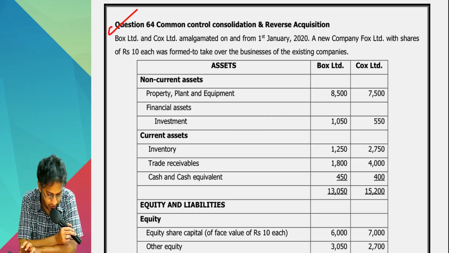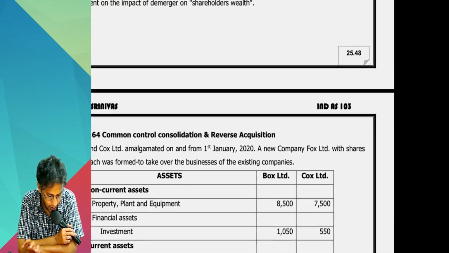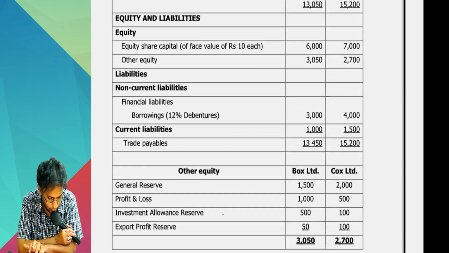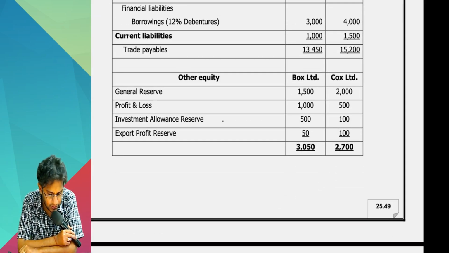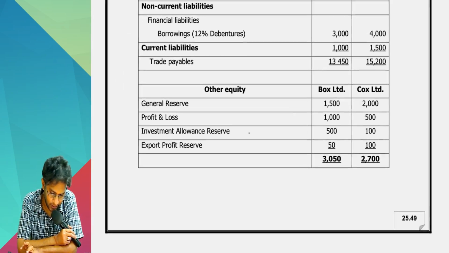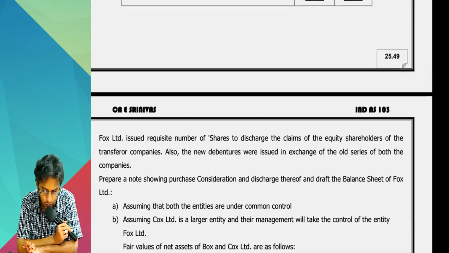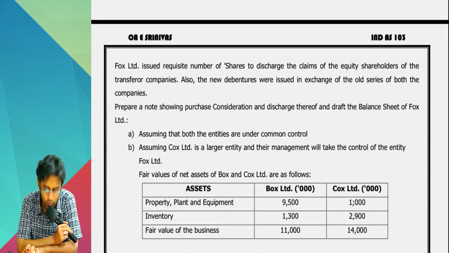PPE is there, investments are there, inventory, trade receivable, cash and bank. Equity capital is there, other equity, and borrowings are there, trade payables. Other equity explanation: general reserve, profit and loss, investment allowance reserve, export profit reserve. But you should not call it profit and loss, you should call it retained earnings. That's okay. You should not question the question.